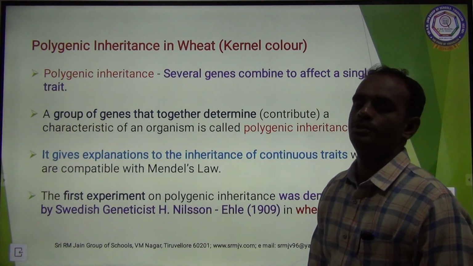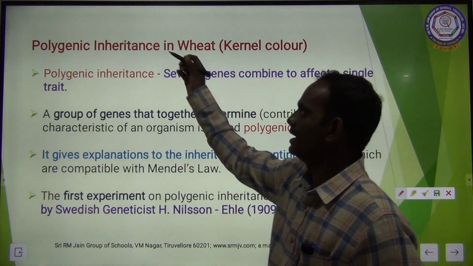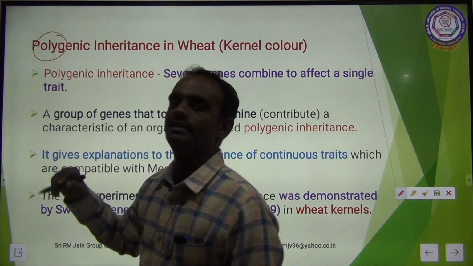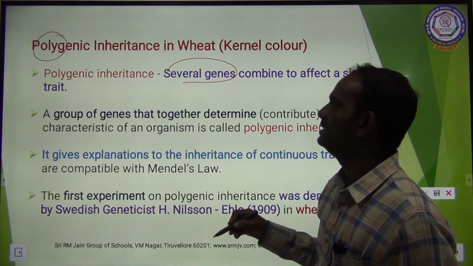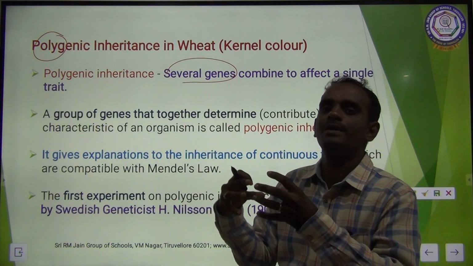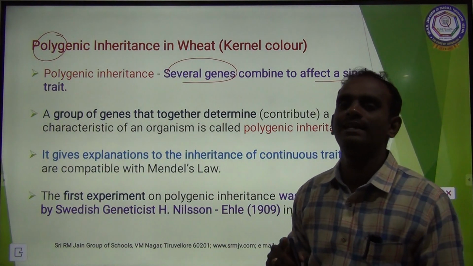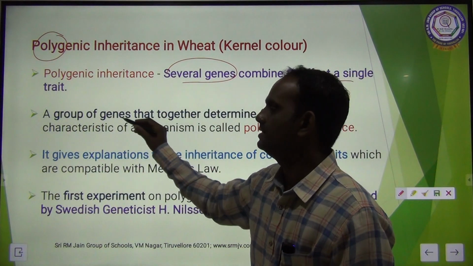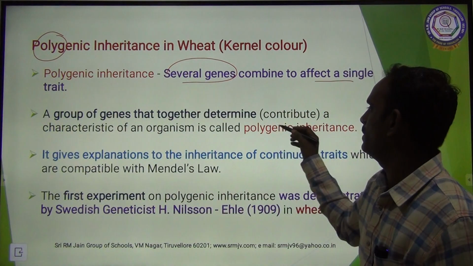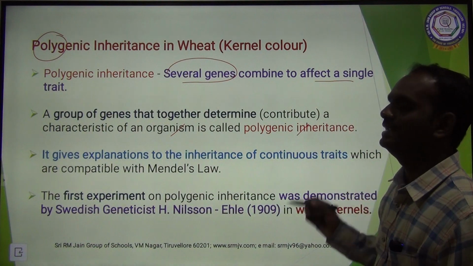Next we move on to polygenic inheritance. The name itself helps you understand the concept. Poly means many. Many genes combine to affect a single trait, that is called polygenic inheritance. A group of genes that together determine a characteristic of an organism is called polygenic inheritance.